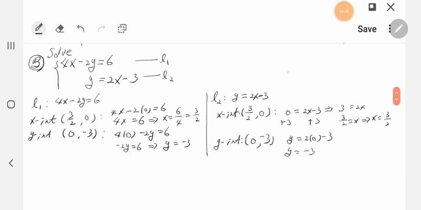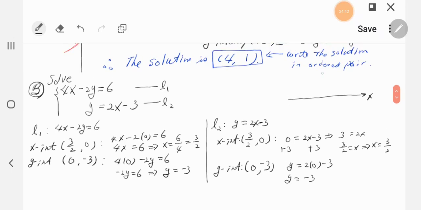So what is our conclusion? The two lines are identical, right? This is a dependent system. The two lines are the same, right?